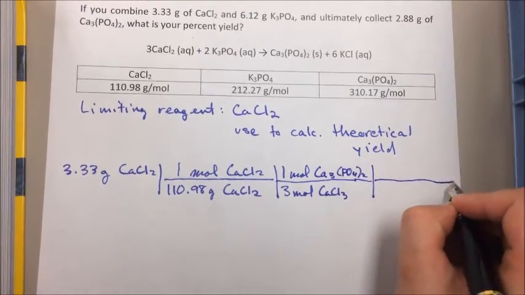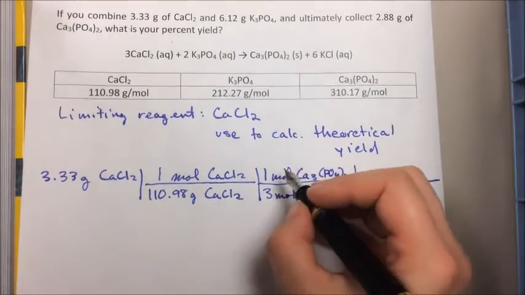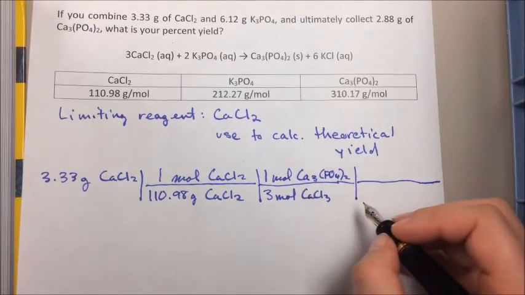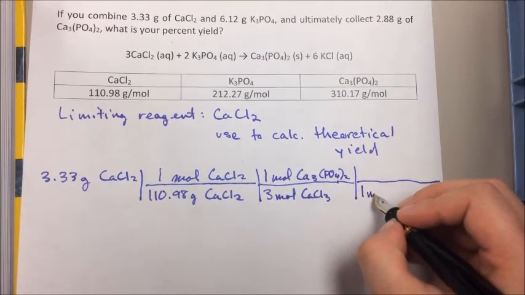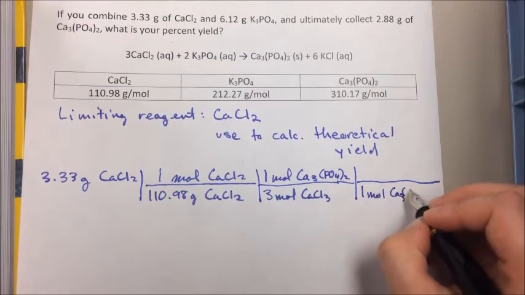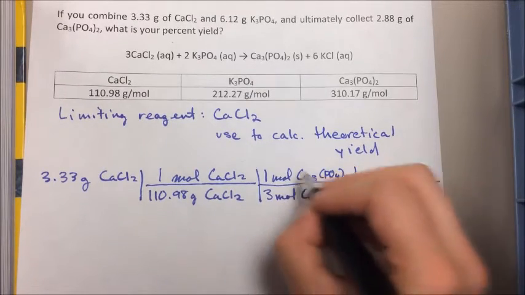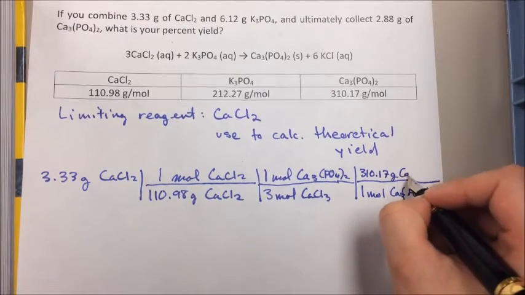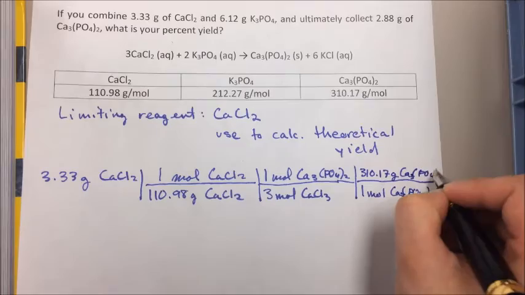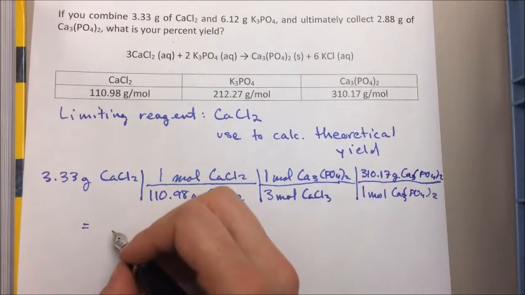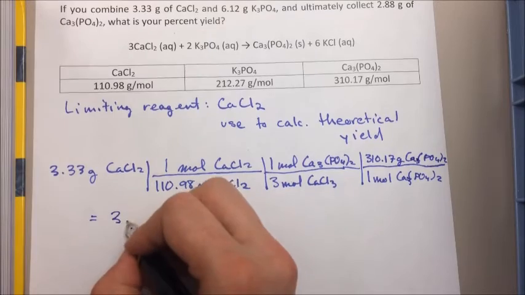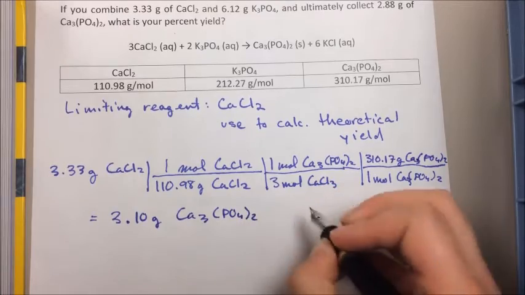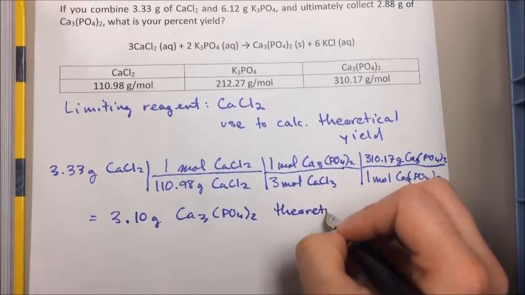Our last term is the term that will take us from moles of calcium phosphate to grams of calcium phosphate, and we have another molar mass, which is a conversion factor. We're going to put that 1 mole of calcium phosphate on the bottom because we want the units to cancel, and we can put the 310.17 grams of calcium phosphate on top. If we crunch out those numbers, we get 3.10 grams calcium phosphate. This is our theoretical yield.